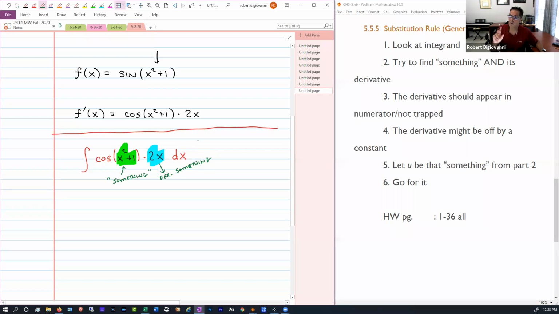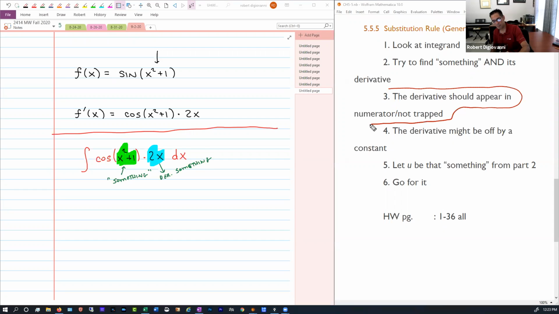Now, there's a couple of little catches. There's little asterisks next to this. You've got to verify something. If you see something and its derivative, the next thing you need to do is make sure that the derivative you're looking at has to appear in the numerator and it cannot be trapped inside of anything. So right now, this is the derivative, the 2x, right? Is it in the numerator? Yeah, because we don't even really have a fraction. So it's in the numerator.